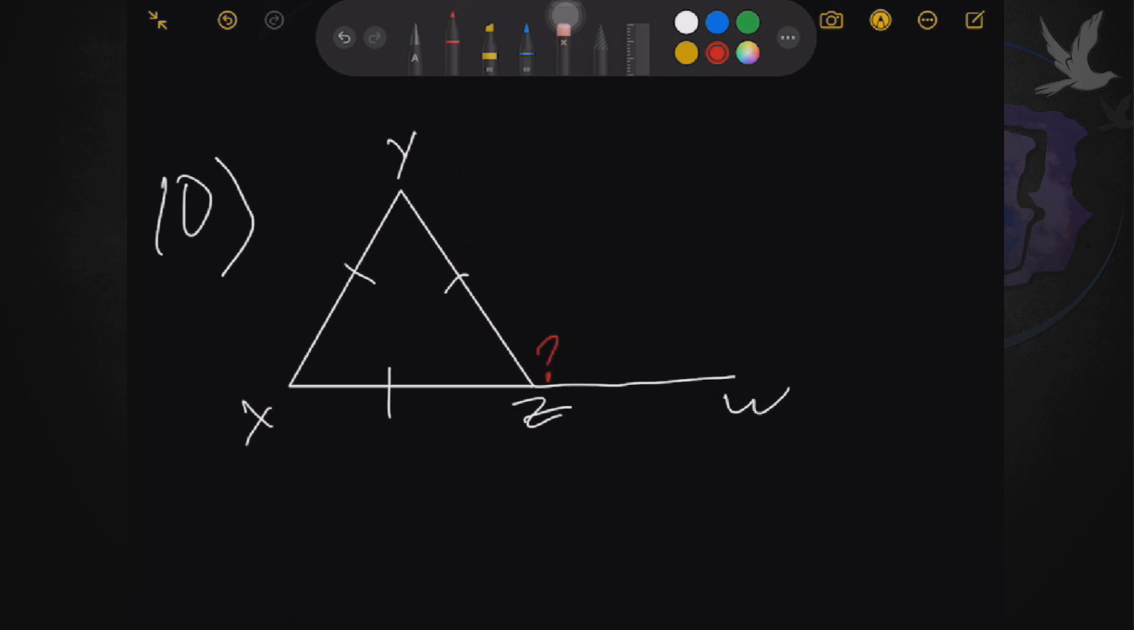So, how will you solve for that? You just need this angle over here. Question mark. Ano ang value niyang angle na yan dyan? Knowing that it is an equilateral triangle.